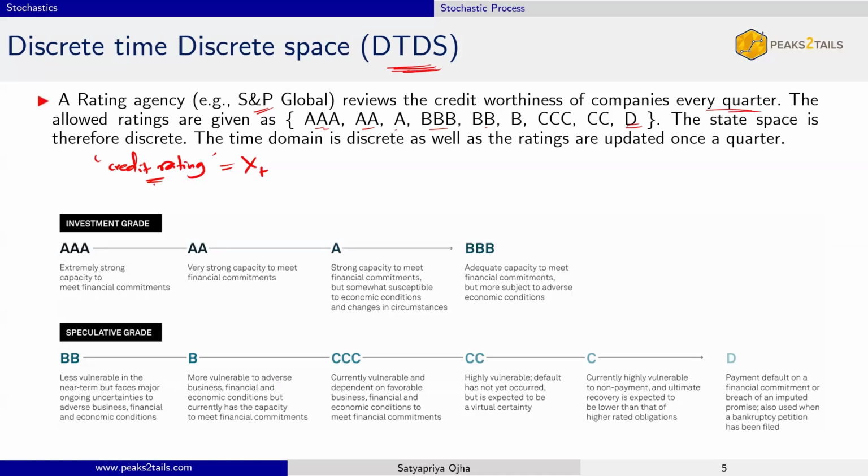And what values can the credit rating take? Only these values, a discrete set of values. There's nothing outside of this. So the space is also discrete. Discrete time, discrete space. When you are dealing with discrete time, discrete space, typically we use something called a Markov chain to model it.